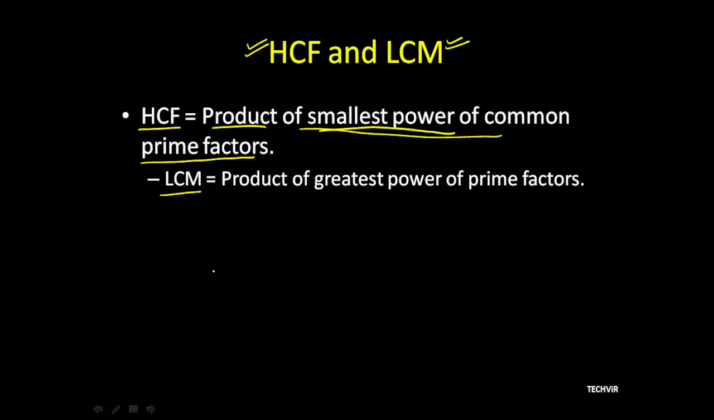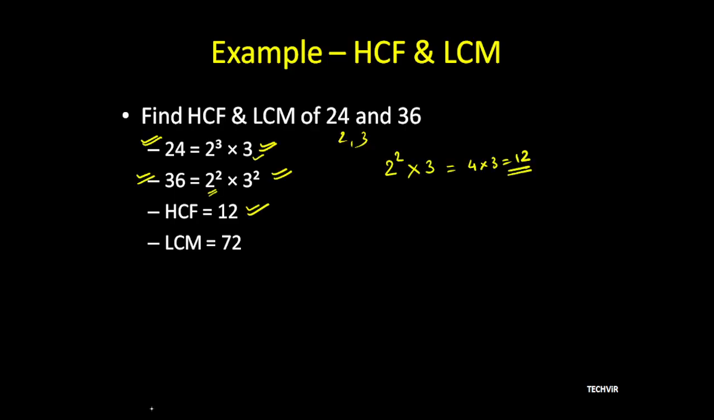Now what is LCM? LCM is the product of the greatest power of the prime factors. The prime factors here are 2 and 3. The greatest power of 2 is 2 to the power 3, so to find the LCM we strike it out, multiplied by the greatest power of 3, which is 3 to the power 2. 2 cubed is 8, 3 squared is 9, and 8 times 9 is 72. So 72 will be the LCM.